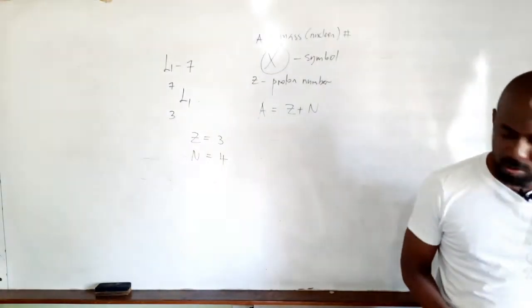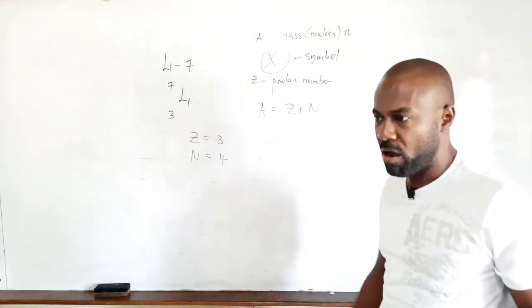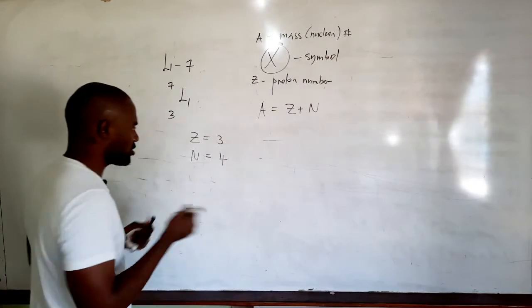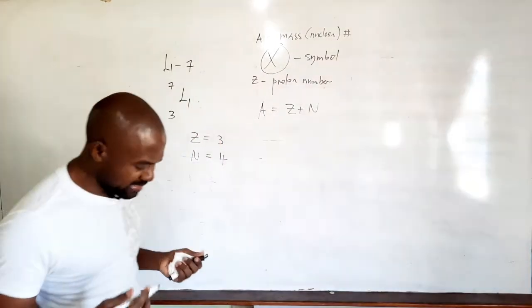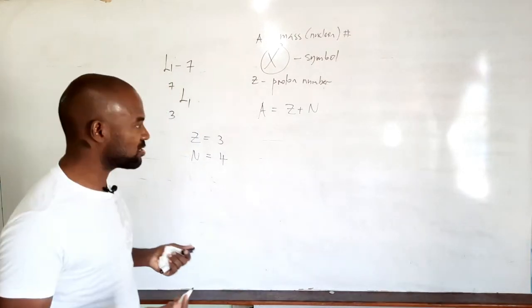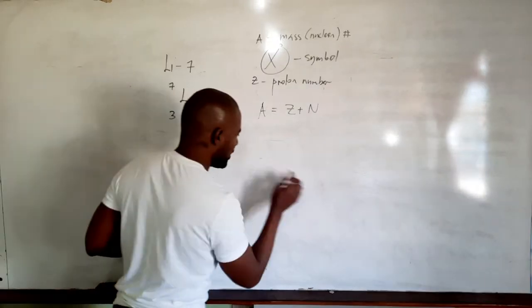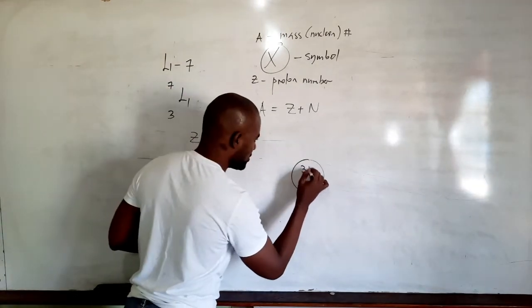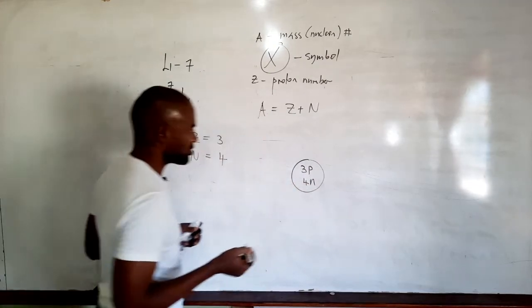Now in part 2 of the question, we're basically told to draw a clearly labeled sketch of the structure of the lithium-7 atom. So this is basically a simplified version of the atom. We know that atoms comprise a centrally dense portion called the nucleus, which consists of the protons and the neutrons. So in the nucleus of lithium-7, we will have 3 protons and 4 neutrons.